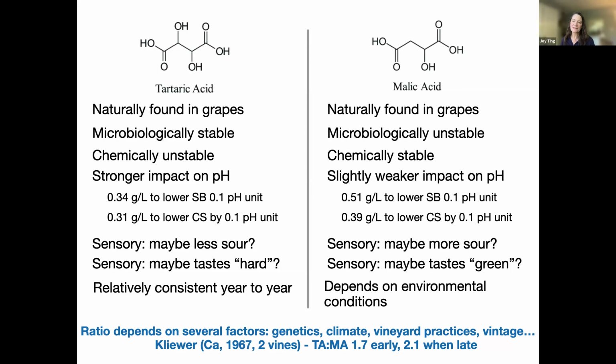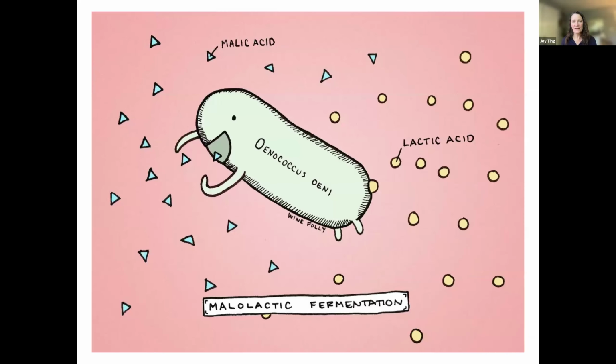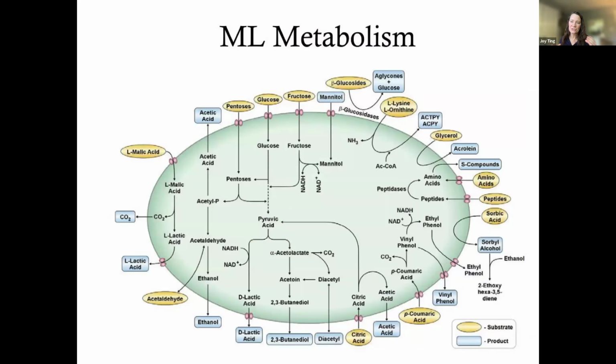Then the very last thing we need to think about when we think about malic versus tartaric is, of course, the impact of malolactic fermentation. I love this little graphic from Wine Folly where we're looking at our malic acid bacteria consuming malic acid and releasing out lactic acid. And that is indeed the majority of what's happening during malolactic, but it's not the only thing that's happening. We need to remember that little cartoon.